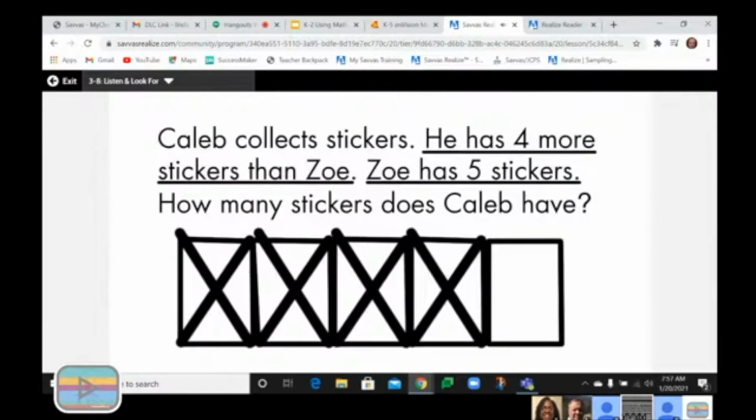Ask questions such as these to help students understand that this is an addition situation. Do you know how many stickers Caleb has? Do you know how many stickers Zoe has? Who has more stickers? How many more? How can you find the number that is 4 more than 5?